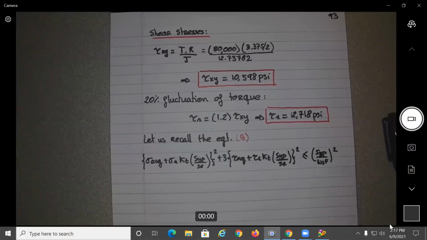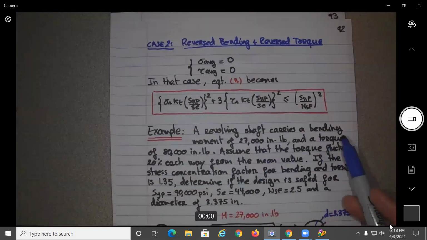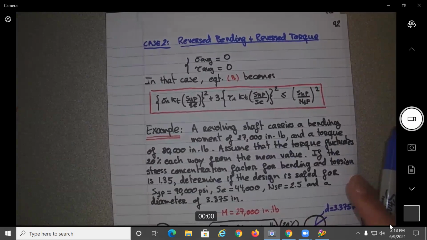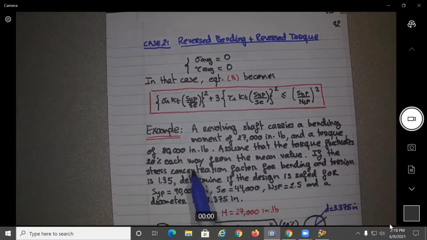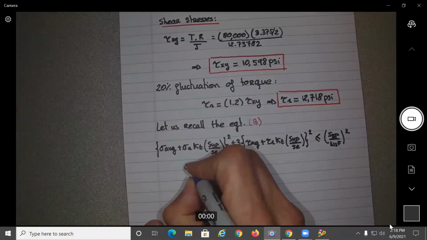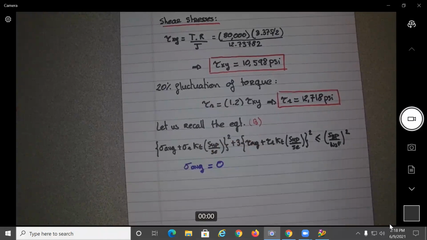Okay, so here is where we need to be careful. So here is not a correct answer, not correct answer. If you want, depends on your assumption. But if we read this problem, a revolving shaft carries a bending moment of 27,000. So what does that mean? Do we have a static load for bending or just the dynamic, the fluctuating? Looks like they're just giving us the fluctuating, no? All right. So in that case, you could say, in this problem, you have the static value, which would be the average, would be equal to 0.